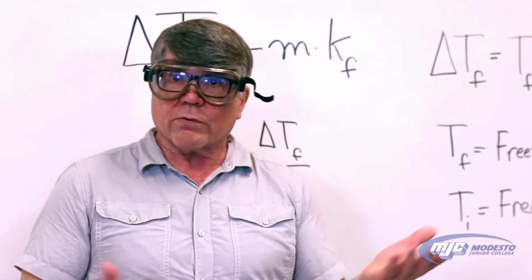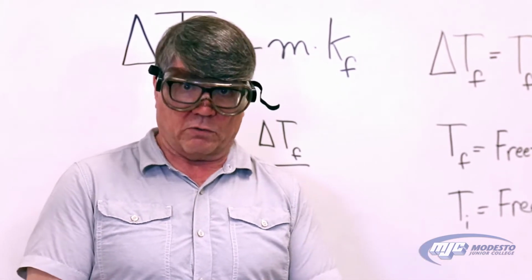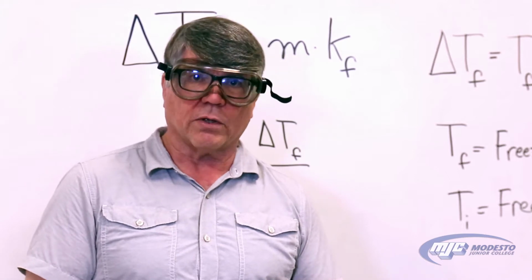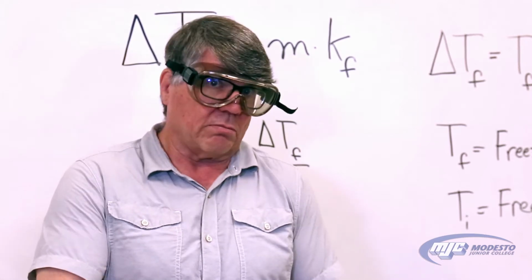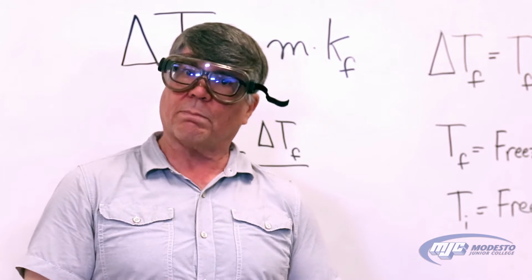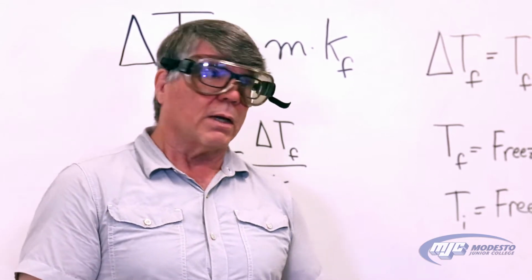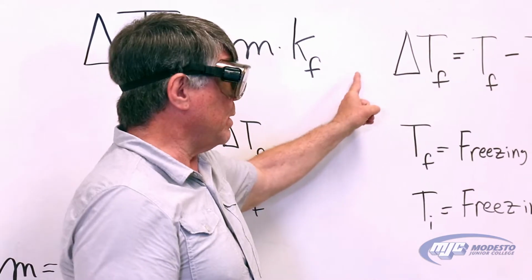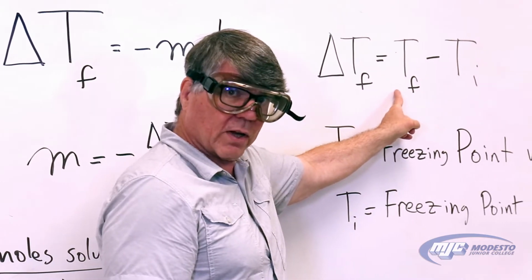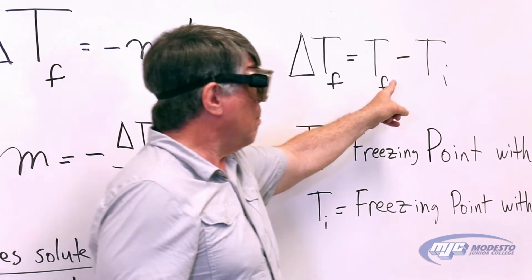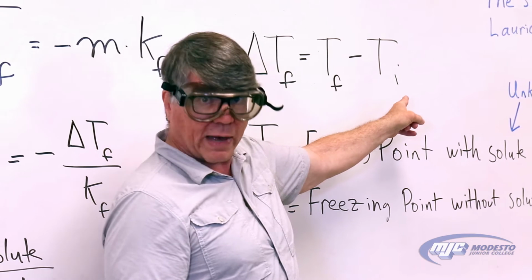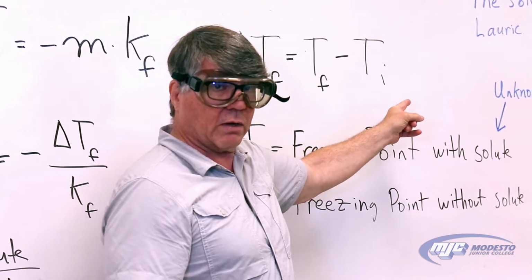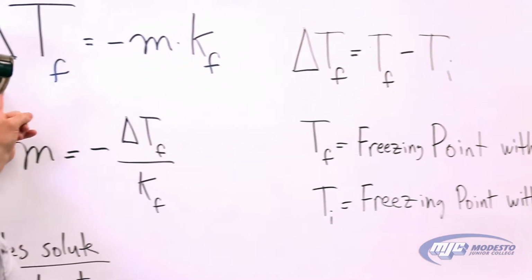So water freezes at 0 Celsius when it's just water. If you add some salt, it freezes at some lower temperature, -1, -2, something like that, depends on how much salt you put in it. And now the delta TF would be the freezing point with the solute in it, say the salt, minus the freezing point without the solute, just the pure solvent. So that's what delta TF is.